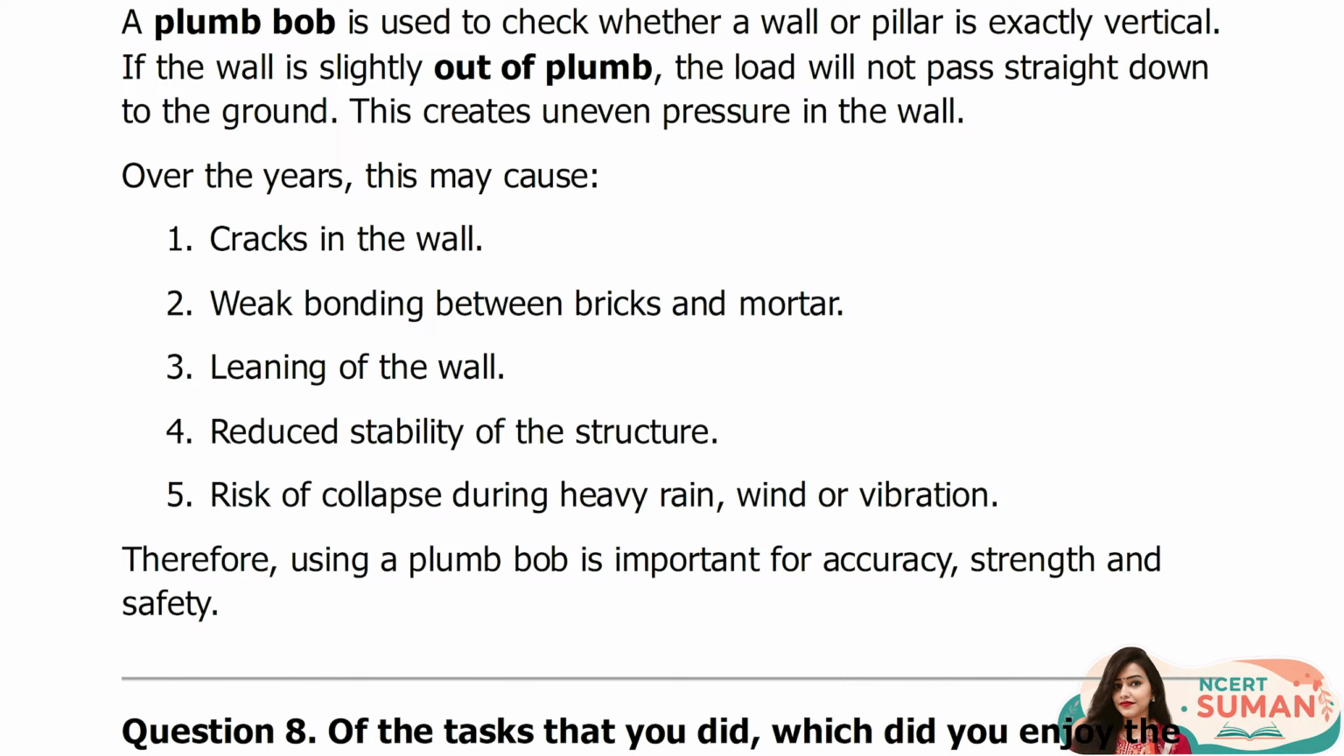2. Weak bonding between bricks and mortar. 3. Leaning of the wall. 4. Reduced stability of the structure. 5. Risk of collapse during heavy rain, wind, or vibration. Therefore, using a plumb bob is important for accuracy, strength, and safety.